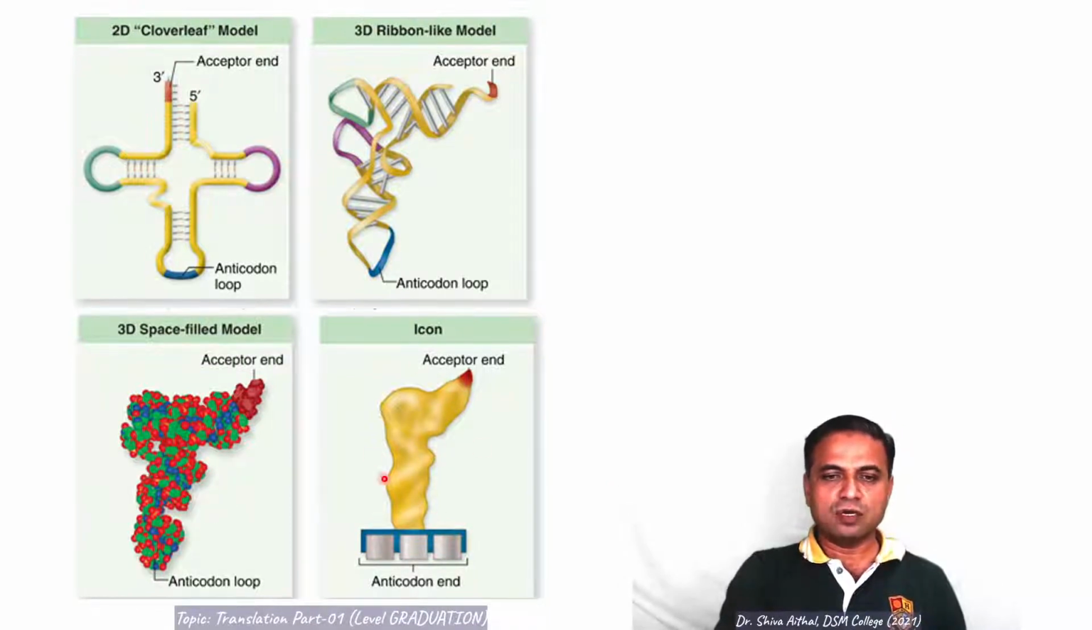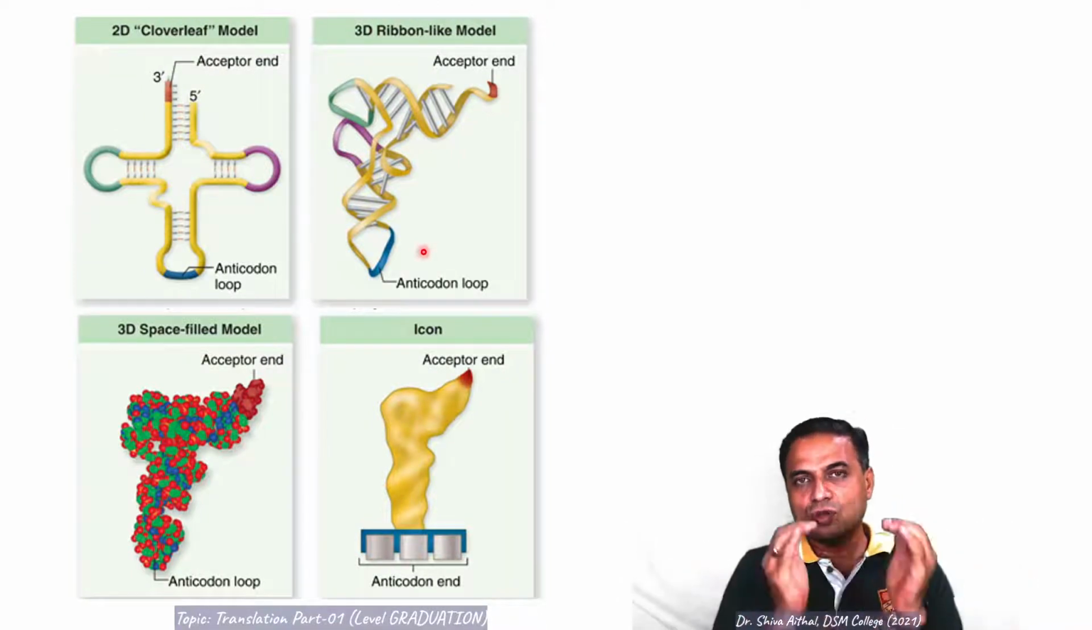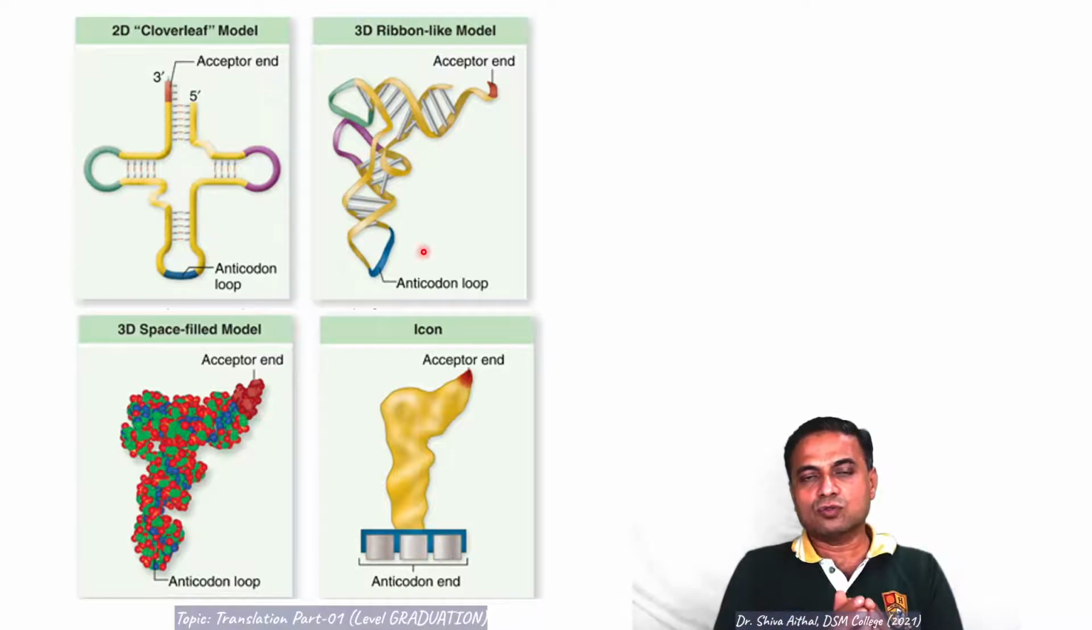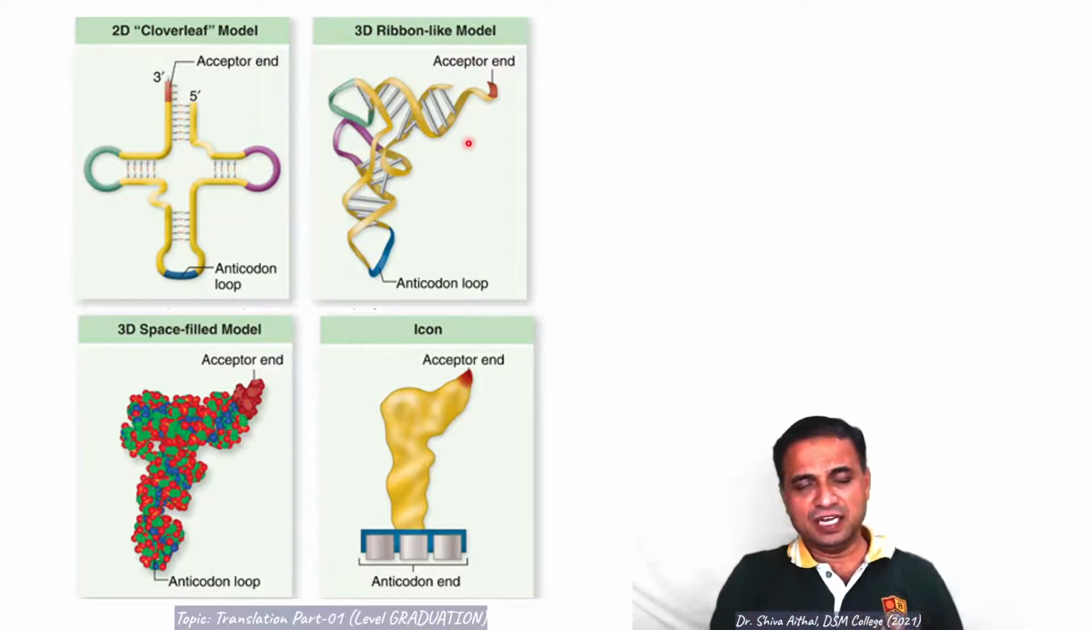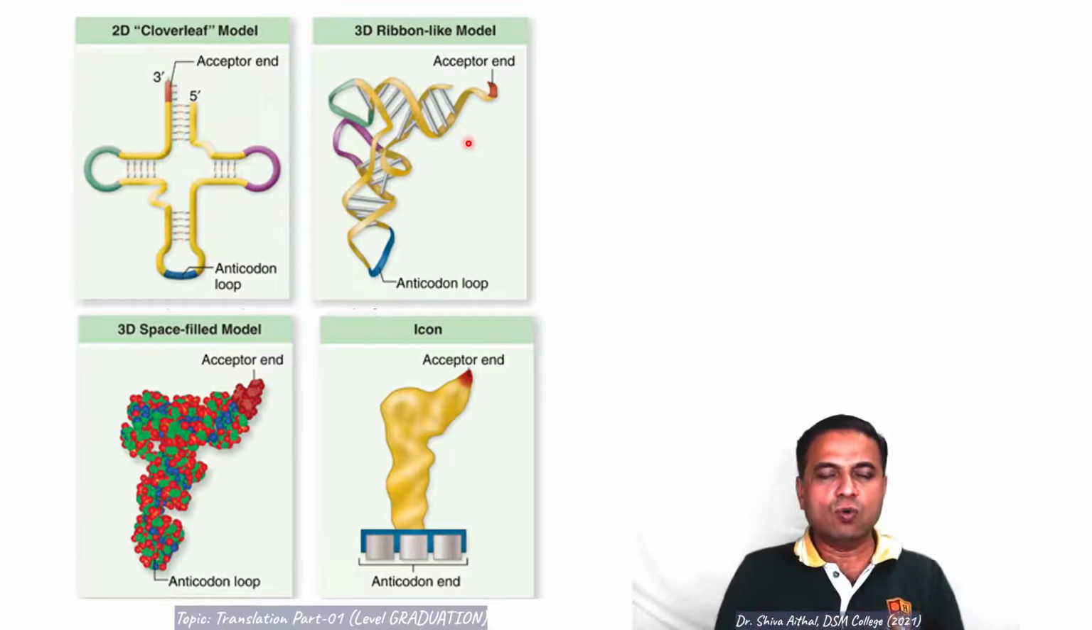So this is an icon. What we just saw is an iconic structure of tRNA. This is the 3D space filled model created by bioinformatics technology. This is the ribbon like model, and all these are generated from the structures observed under electron microscopes for real tRNA molecules. And this is the cloverleaf model, a simple 2D diagrammatic cloverleaf model. You may be encountering any of these models in your books, so I think it should be easy on your mind to understand whatever the structure is.